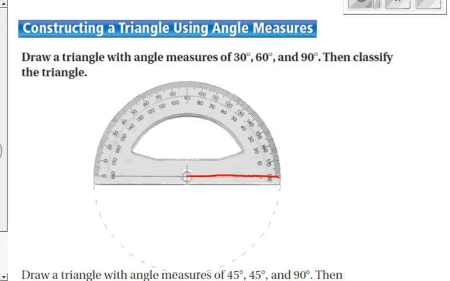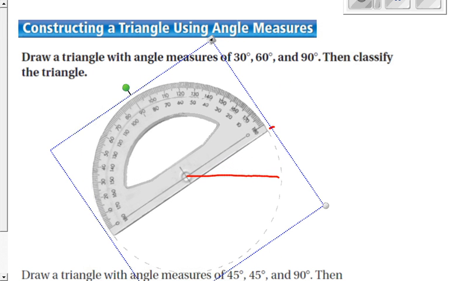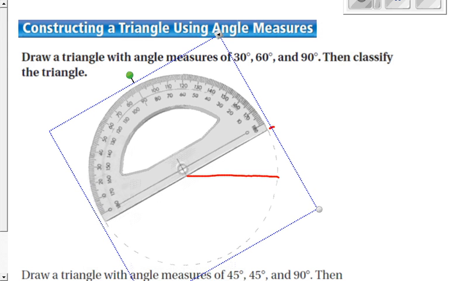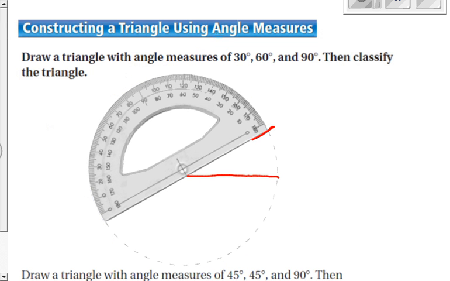First thing I'm going to do is draw a 30-degree angle. So I am going to find my 30 degrees, which is right here, and I am now going to draw a 30-degree line. And I need to make sure my protractor stays on the side. So I have this. And I'm going to draw my line. And that is my 30-degree line.